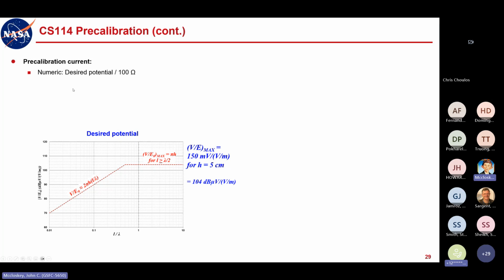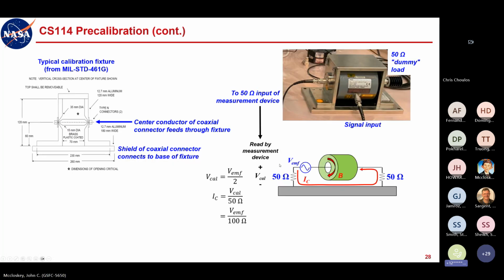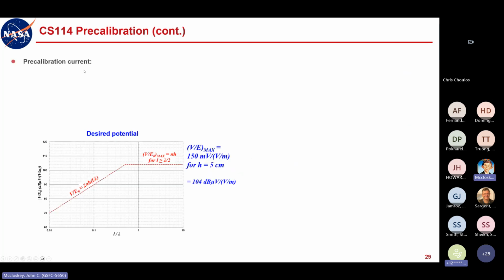So it's very simple. We're going into a 100 ohm calibration fixture. So we just take that desired potential, and remember this potential here is the total EMF, not the calibration potential, but the injected potential we had been talking about before is the total induced EMF. So we want to divide that by 100 ohms. Okay, so in dB space, that means subtracting 40 dB ohms.